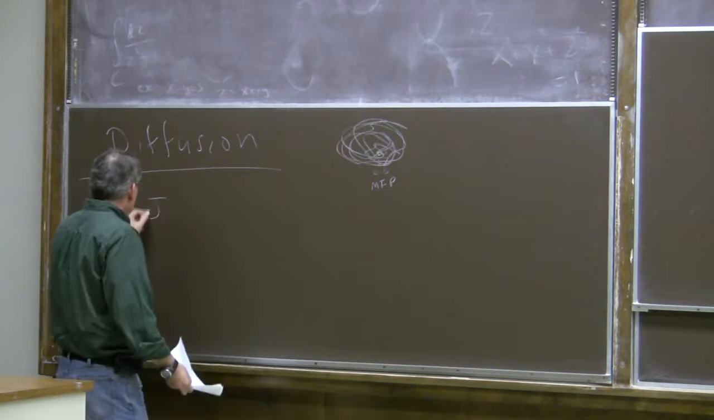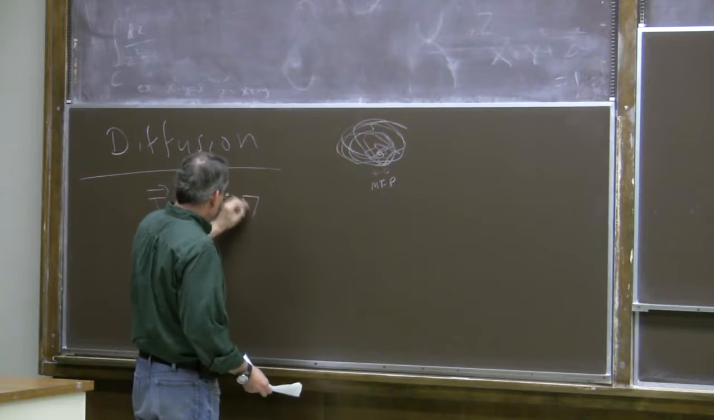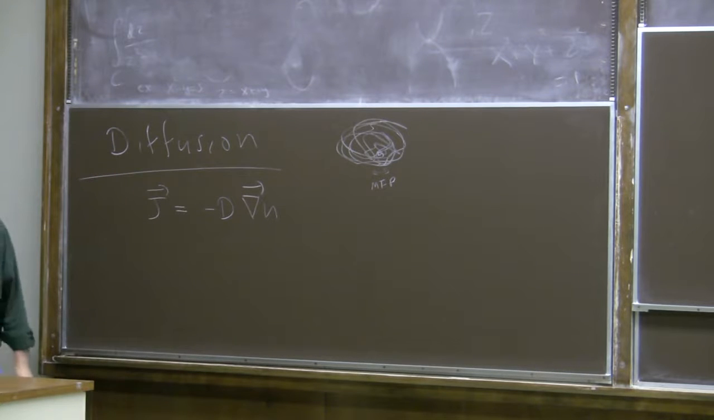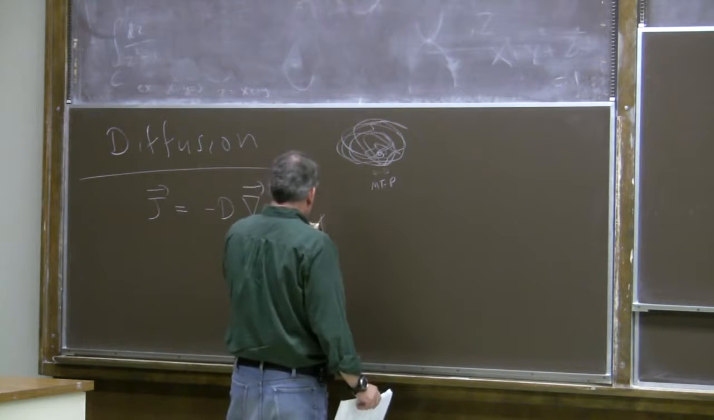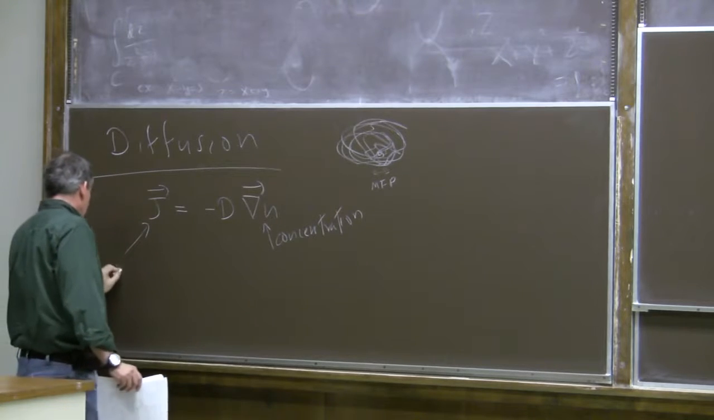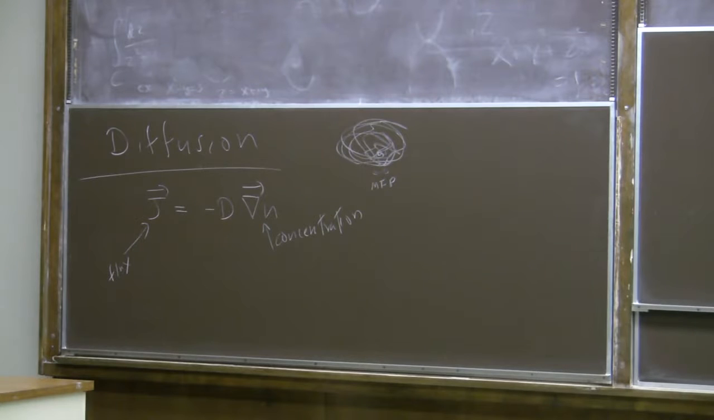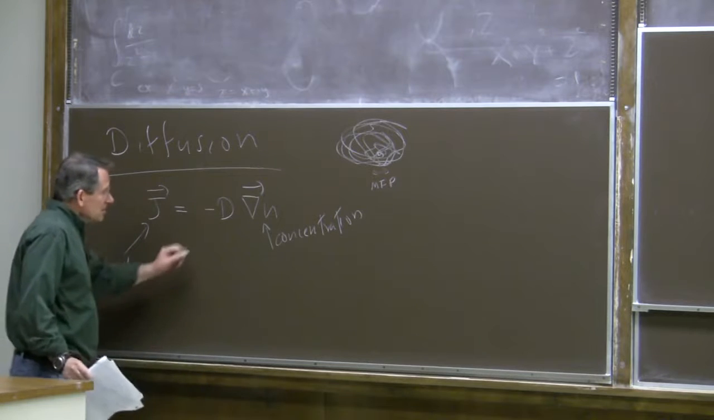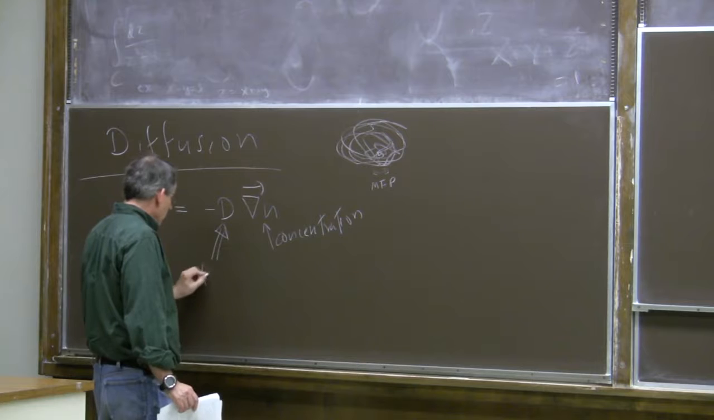And then there will be a flux, according to the diffusion law, proportional to the gradient of the concentration of particles. Flux. The concentration tends to flow from regions of high concentration to regions of low concentration for purely statistical reasons. And the constant appearing in the equation is called the diffusion constant, or diffusivity.